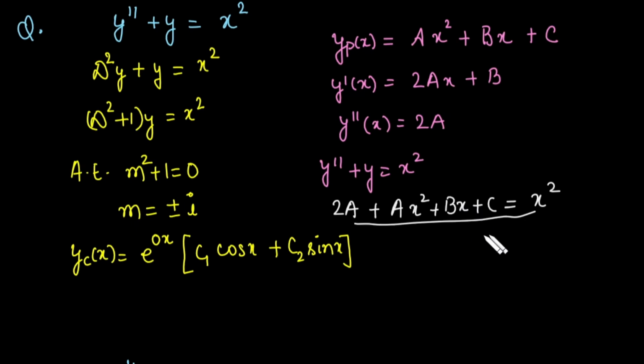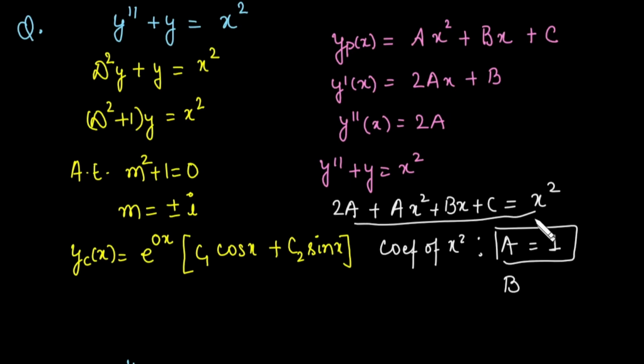So from here again compare the coefficients. What is the coefficient of x square? That is the a, and on the right hand side it is a 1. So the value of a is equal to 1. What is the coefficient of x in this case? That is the b. On the right hand side it is a 0. Now what are the constant terms on the left hand side? That is the 2a plus c, this term plus this one. On the right hand side it is a 0.